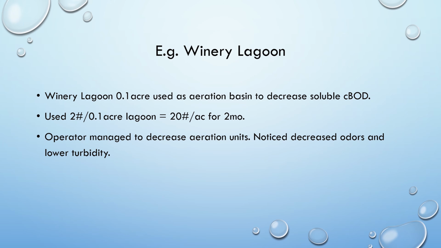So here's an example of Sludge Rx used in the field. A winery wastewater customer had a 0.1 acre pond used as an aeration basin to decrease soluble carbon BOD. They added 2 pounds of Sludge Rx into this 0.1 acre pond, and that comes out to about 20 pounds of Sludge Rx per acre. They did this treatment for only 2 months. And after 2 months of treatment, the operator said they decreased the number of aeration units in the pond, and they also noticed a decrease in odors and lower water turbidity.